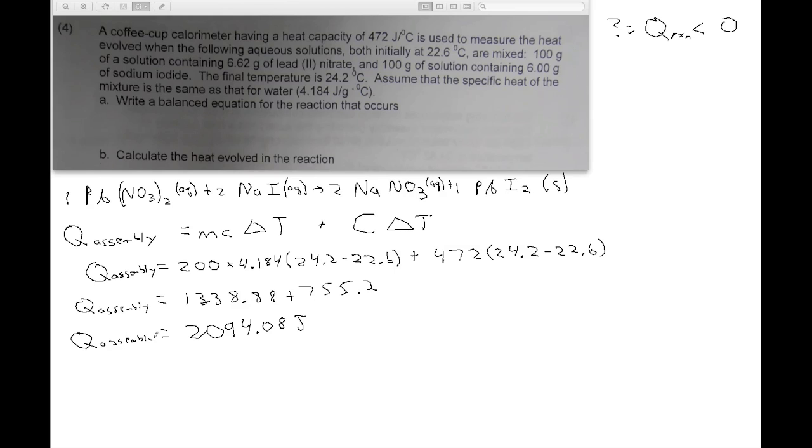All right, so how do those distinctions help us? So you figured out that Q for the assembly is 2094.08 joules. Now what? Well, since we know that Q reaction is equal to negative MC delta T plus C delta T, it would probably just be negative 2094.08 joules. On the Q for the reaction.